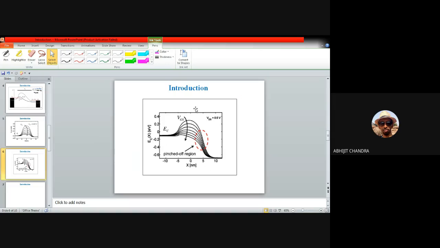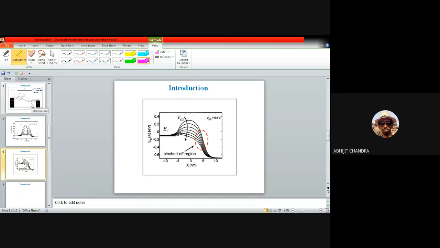Now here, this particular graph shows the variation of EC with VGS. How does this EC vary with VGS, keeping VDS constant at 0.6 volt? Now what happens if I just keep the value of VDS constant, let it be 0.6 volt, and if I increase the value of VGS, what happens? Initially, it was something like that.